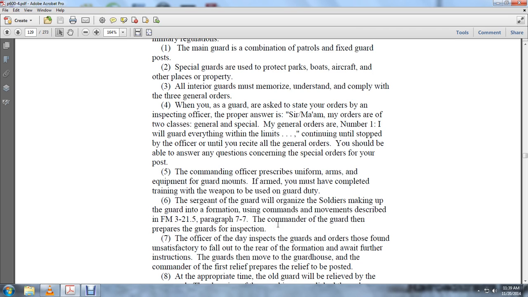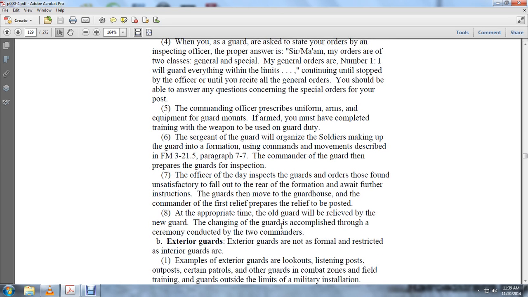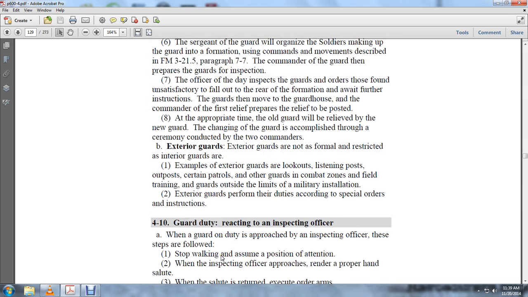The first relief prepares to be posted. At the appropriate time, the old guard is relieved and replaced by the new guard. The changing of the guard is accomplished through a ceremony conducted by the two commanders. Exterior guards are not as formally restricted as interior guards. Examples of exterior guards are lookouts, listening posts, outposts, combat patrols, other guards in the combat zone, and field training guards outside the limits of the military installation. Exterior guards perform their duties according to special orders and instructions.